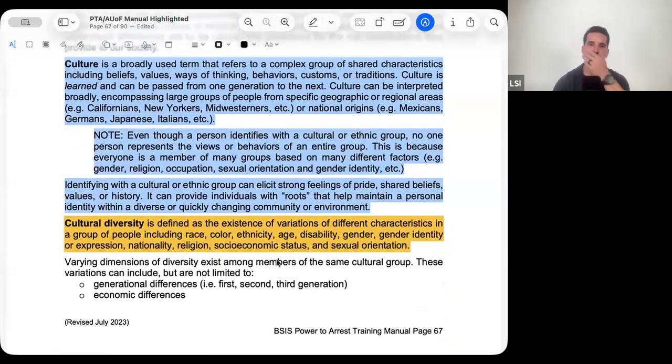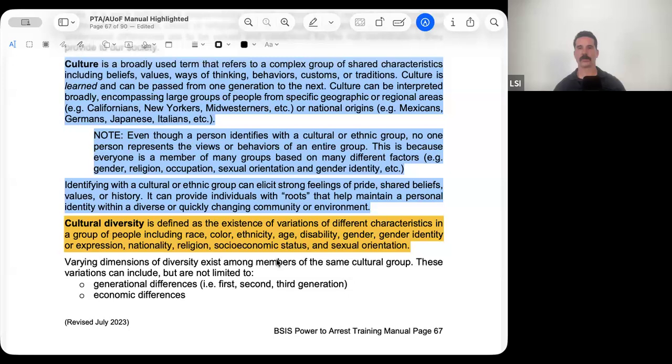Culture is a broadly used term that refers to a complex group of shared characteristics, including beliefs, values, ways of thinking, behaviors, customs, or traditions. Culture is learned and can be passed from one generation to the next. Culture can be interpreted broadly, encompassing large groups of people from specific geographic or regional areas.